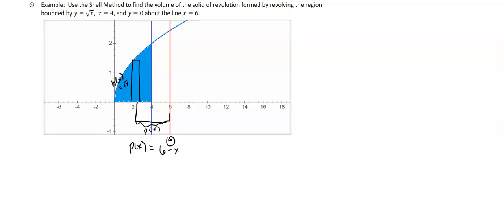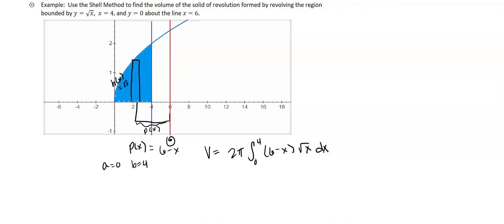And in general, whenever your vertical axis of revolution is on the left of the graph, so if your axis was x equals c, you would use x minus c, but if the axis is on the right of the graph, you would use c minus x, just to measure that difference. Our a is going to be 0, and our b is going to be 4, because those are the bounds of the shape. So v will be 2 pi times the integral from 0 to 4 of 6 minus x times the square root of x dx.